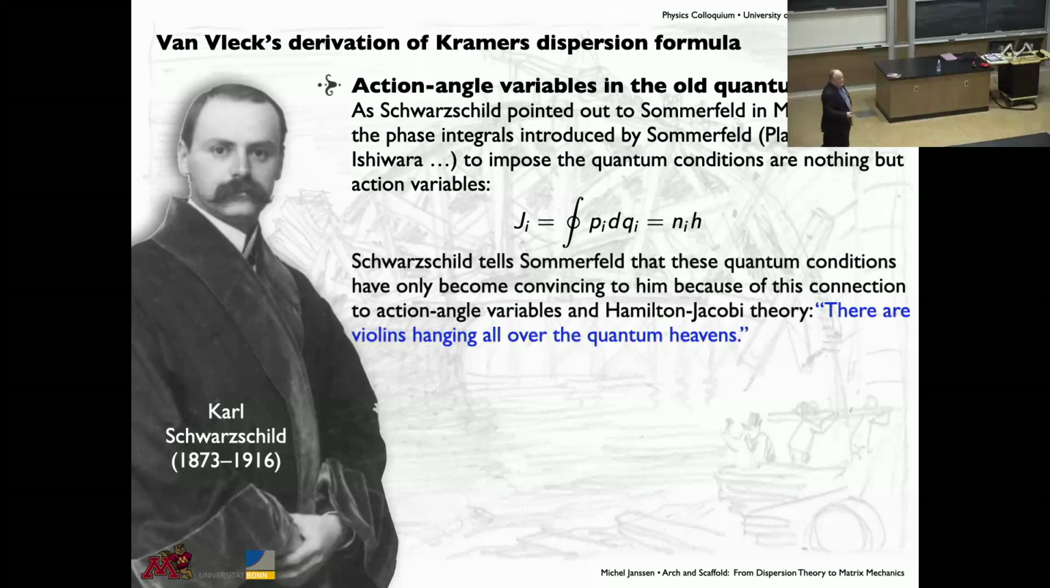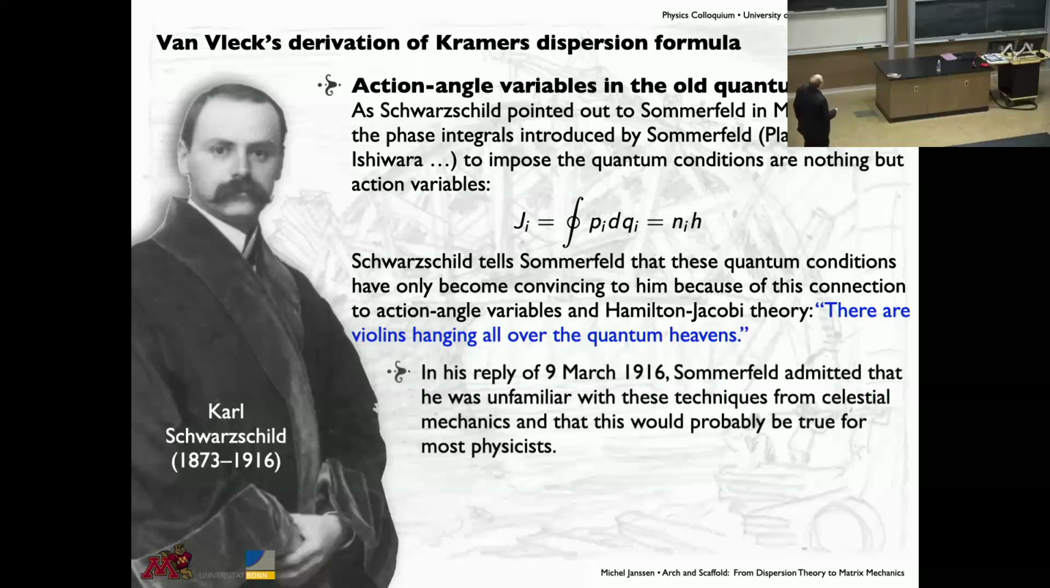So Schwarzschild says, "Look, before I made that connection, that way of quantizing wasn't looking very convincing to me, but now I'm all sold." And so he's saying, there are violins hanging all over the quantum heavens. Schwarzschild would die very shortly thereafter, so he would not reap the benefits of this himself.